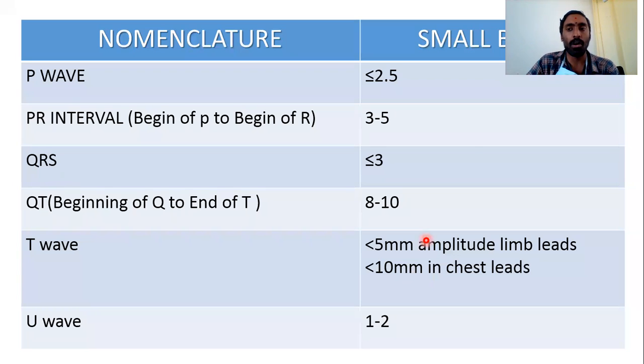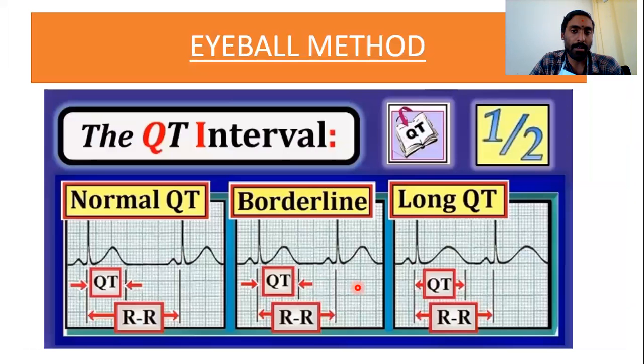So how do we remember what is the upper limit of all of these? P wave should be less than 2.5 boxes in the limb leads. PR interval 3 to 5 small boxes, QRS less than 3 boxes. The QT interval should be around 8 to 10 small boxes. The T wave should be less than 5 millimeter and 10 millimeter in the amplitude in the limb and in the precordial leads respectively, and U wave should be around 1 to 2 millimeter.